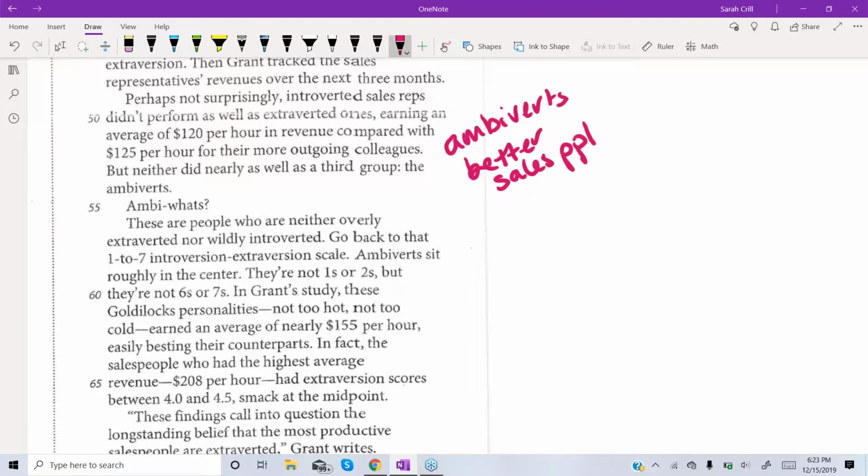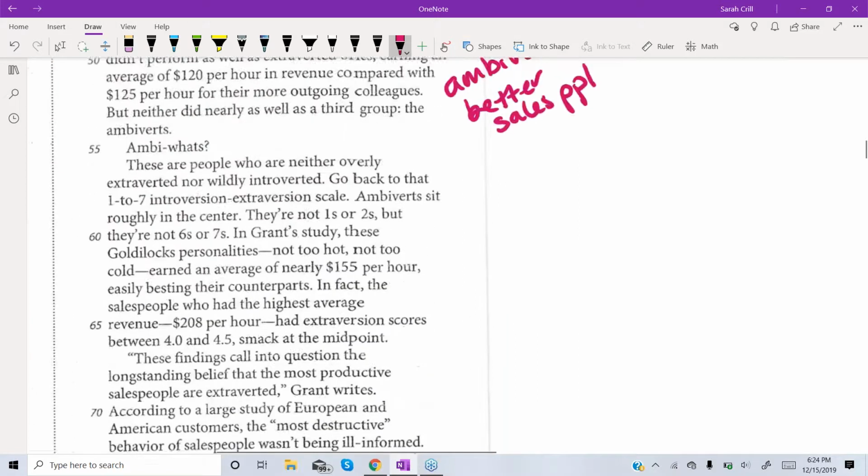These people, who are neither overly extroverted nor wildly introverted, go back to that 1 to 7 introversion-extroversion scale. Ambiverts sit roughly in the center. They're not 1s or 2s, and they're not 6s or 7s. In Grant's study, these Goldilocks personalities, not too hot, not too cold, earned an average of nearly $155 per hour, easily besting their counterparts. In fact, the salespeople who had the highest average revenue, $208 per hour, had extroversion scores between 4 and 4.5, smack at the midpoint. Okay. This note also applies here.